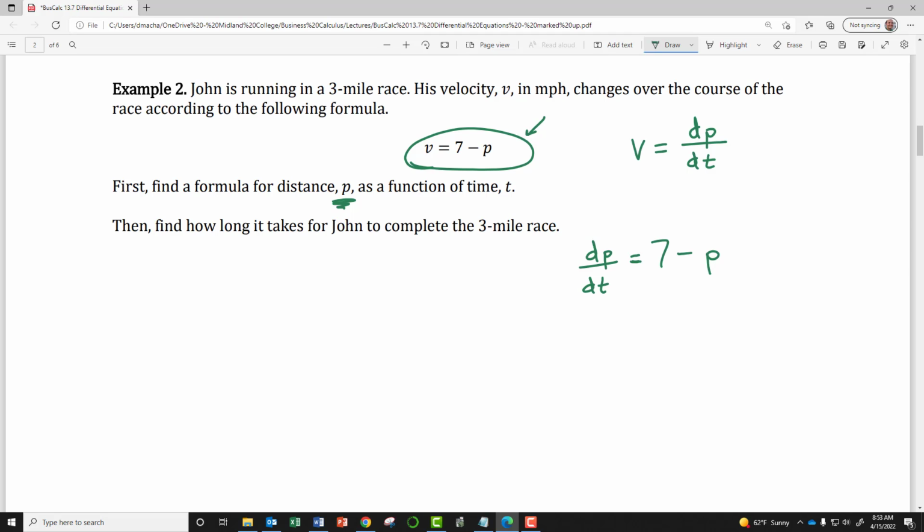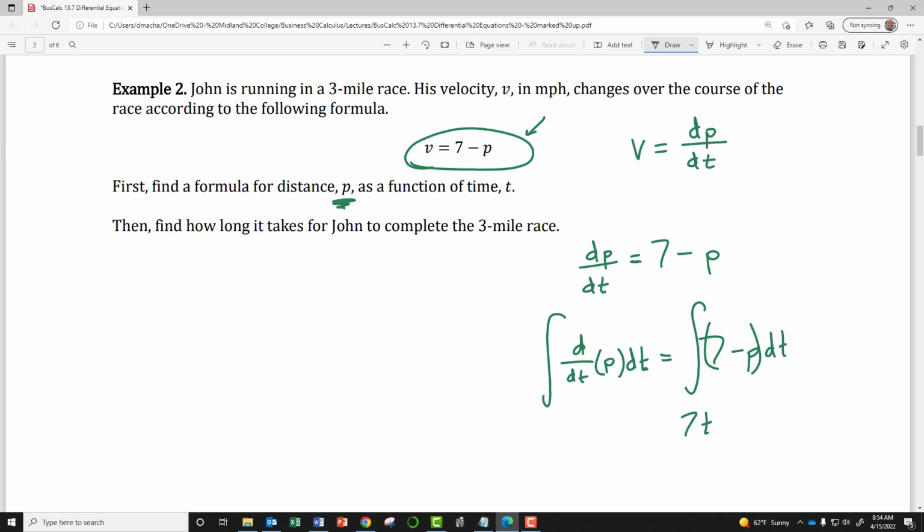Now, if we were to use the same methodology we did last time, and we said, well, the left side of my equation is the derivative with respect to time of p, so let me take the antiderivative with respect to t in order to undo the derivative. Well, then I would have to do the same thing to the right side of my equation. And so, of course, the antiderivative of 7 with respect to t would be 7t. But what's the antiderivative of p with respect to t?